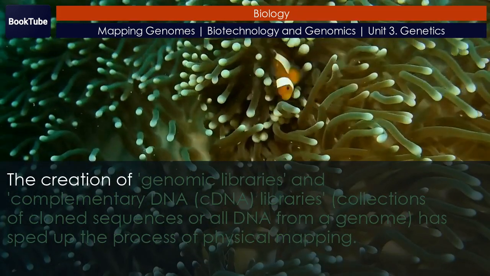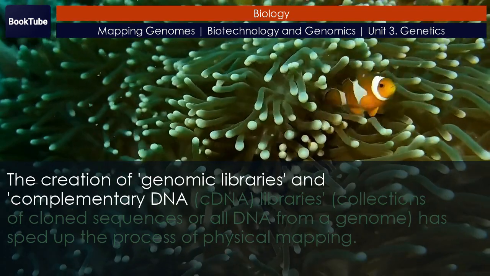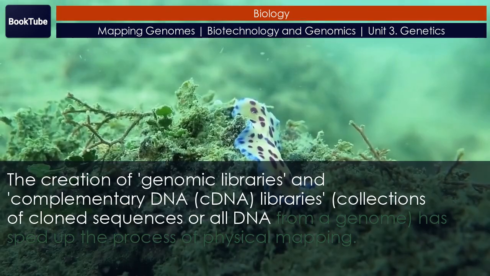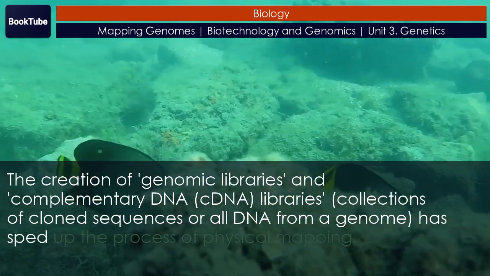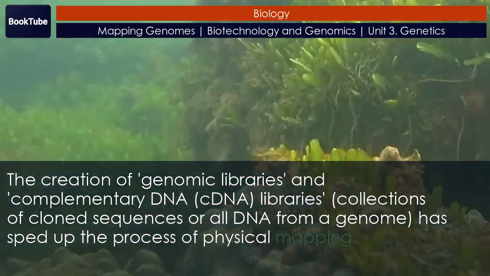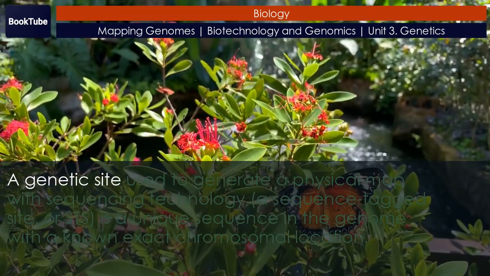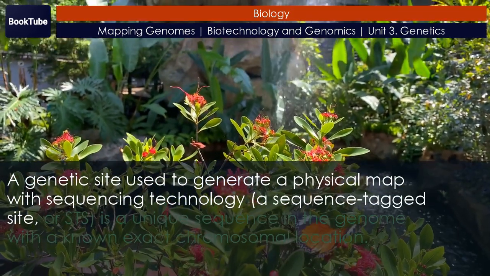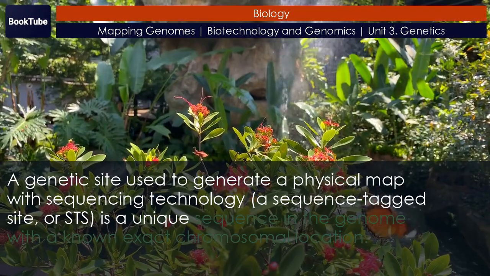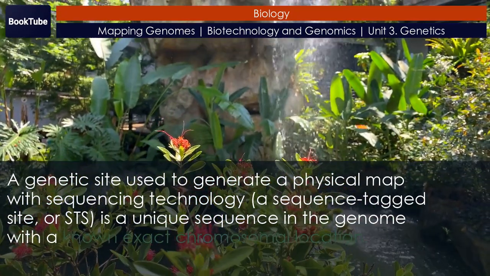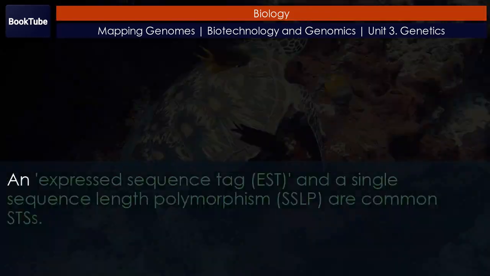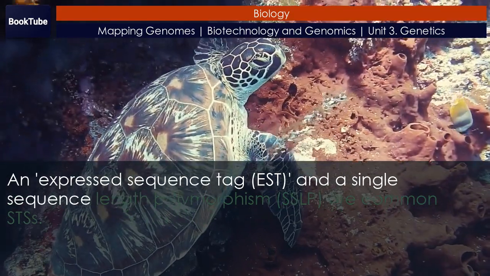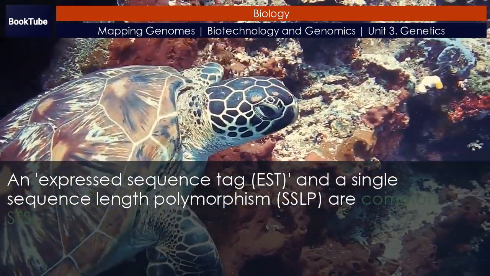The creation of genomic libraries and complementary DNA (cDNA) libraries, collections of cloned sequences or all DNA from a genome, has sped up the process of physical mapping. A genetic site used to generate a physical map with sequencing technology: a sequence-tagged site, or STS, is a unique sequence in the genome with a known exact chromosomal location. An expressed sequence tag, EST, and a simple sequence length polymorphism, SSLP, are common STSs.